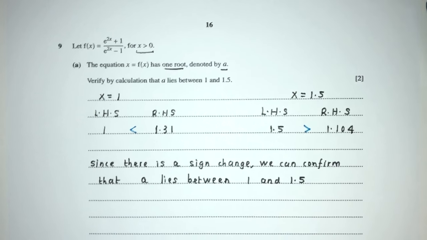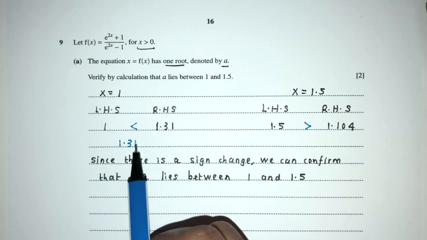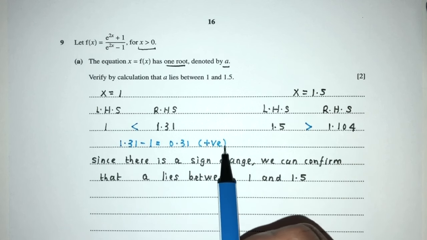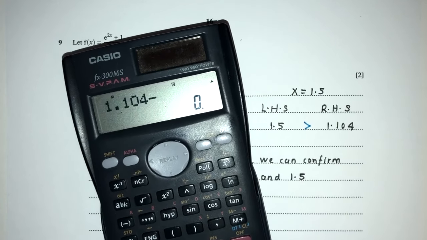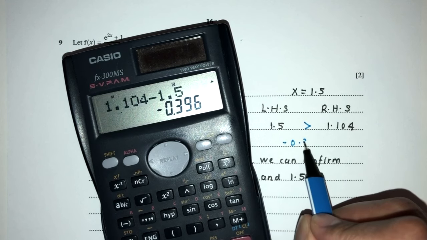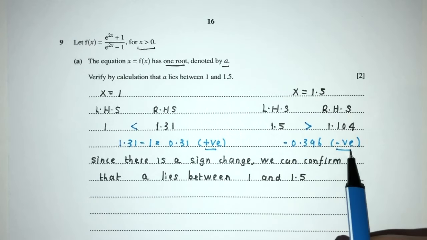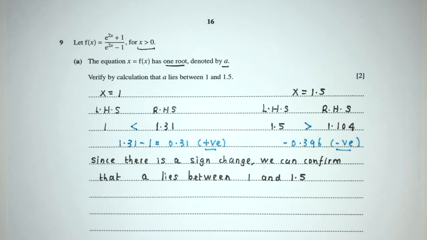Now again, if that is not enough, you can always show the difference. So let's take this minus this, for example. 1.31 minus 1, that should be 0.31. That is a positive value. And we can also show 1.104 minus 1.5, that should be minus 0.396. We can also see these two sign changes with the difference of the left hand side and the right hand side. Because of that, again, we can confirm that a lies between 1 and 1.5. So two ways to confirm, same idea, but we have to show some kind of calculation. That will be part A of the question.